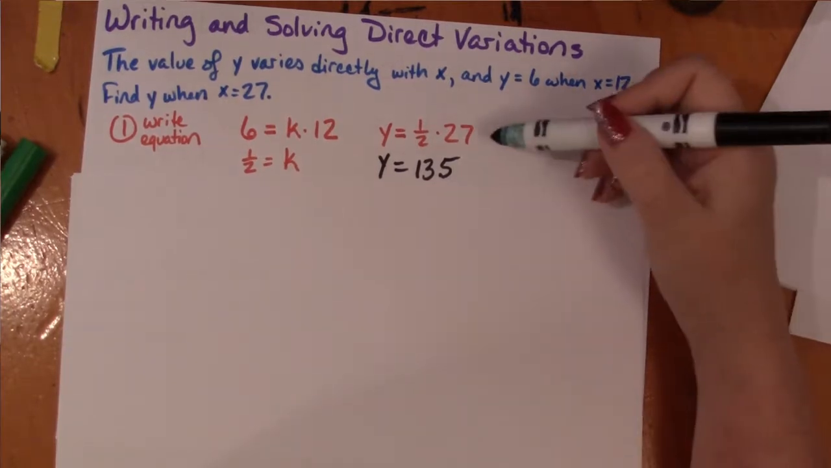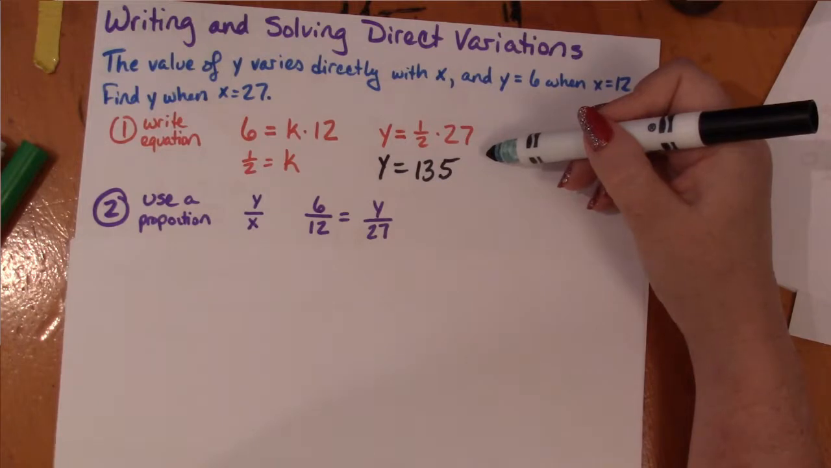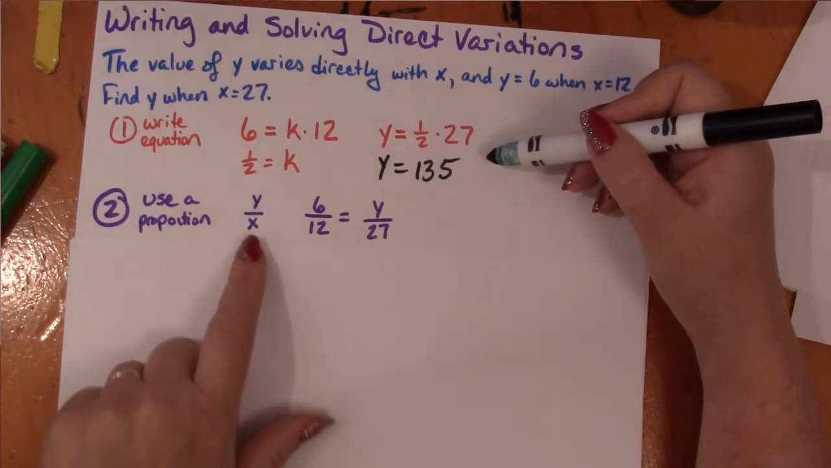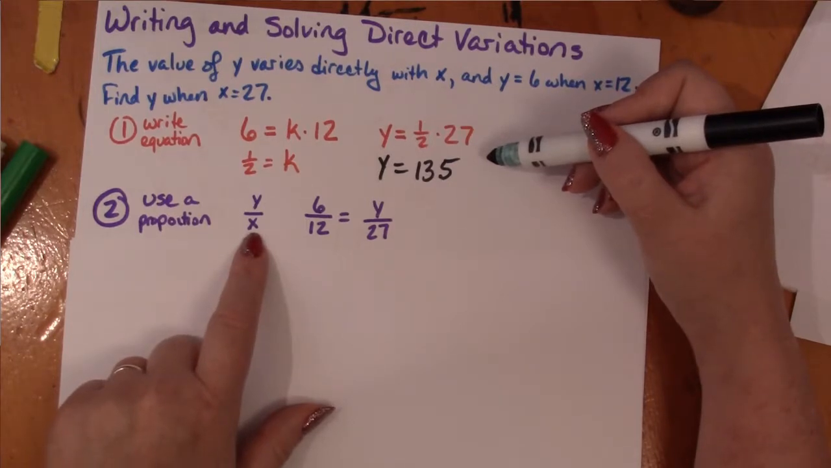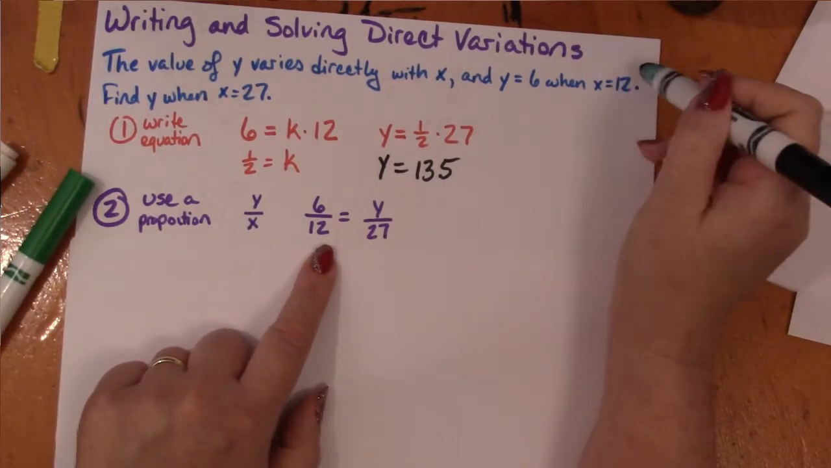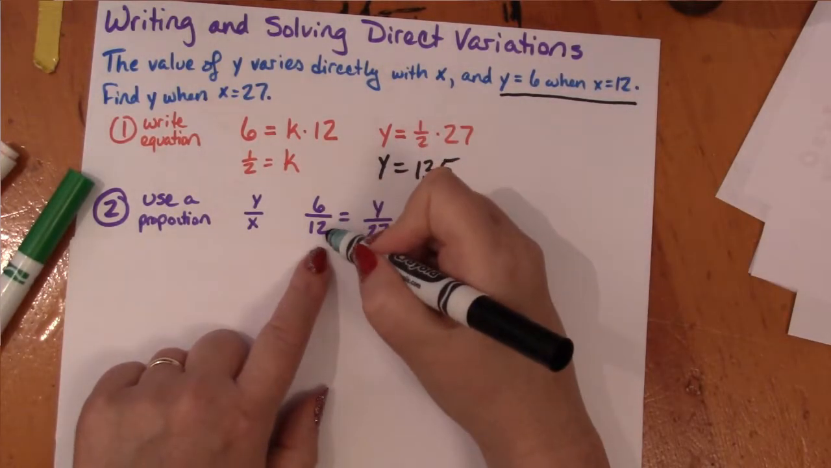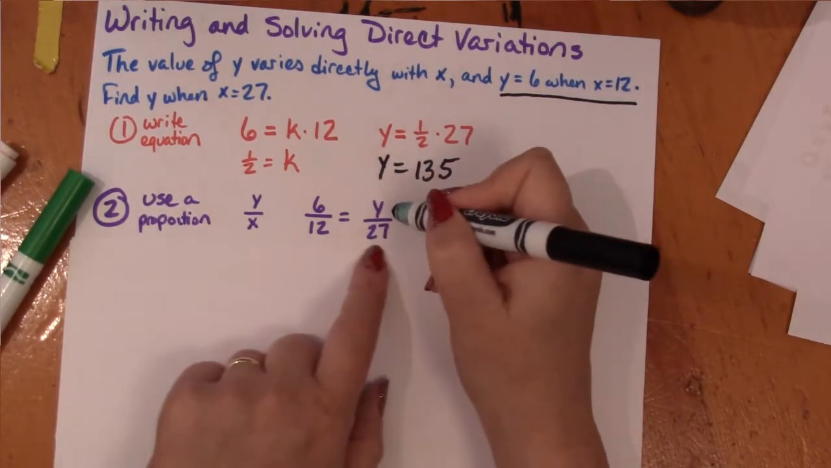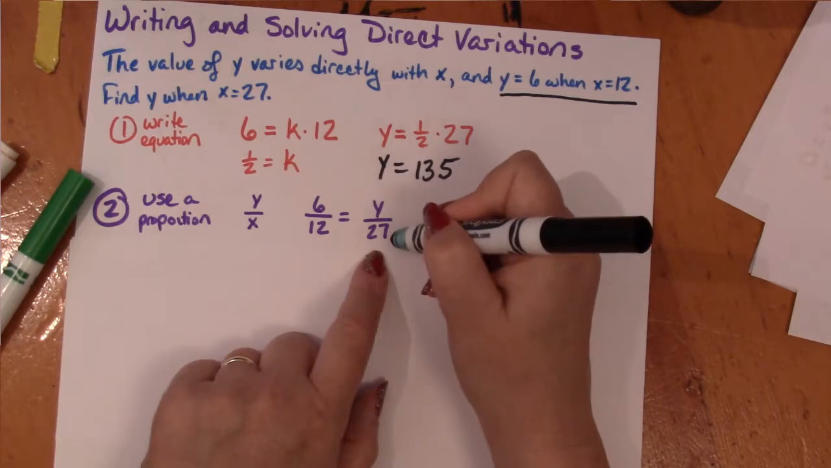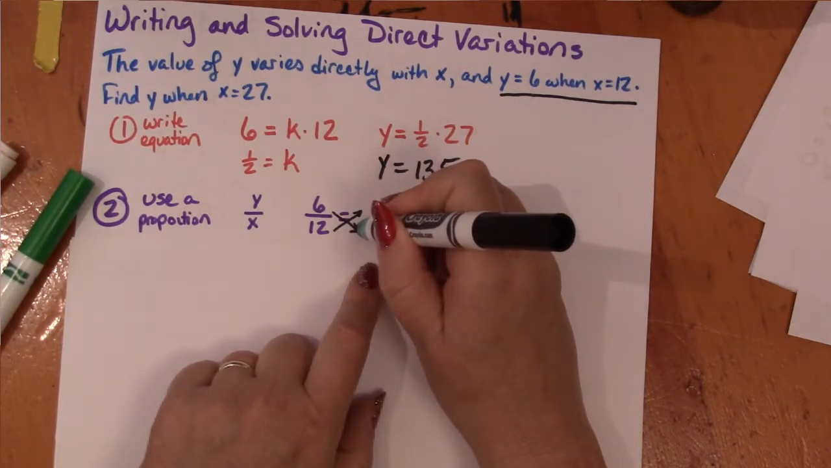Now, if you love solving equations, great, do that. If you prefer to use a proportion, you can do that as well, remembering that k is the same as y over x. So here's the proportion they're giving us: y is 6, x is 12, and then find y when x is 27. We're going to use cross products to find our answer.